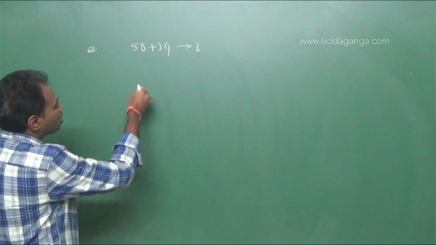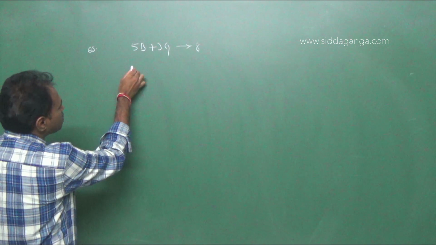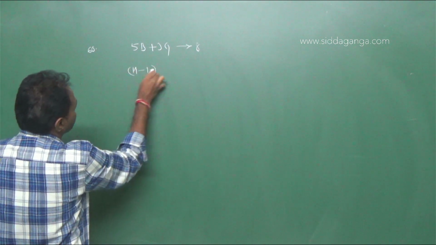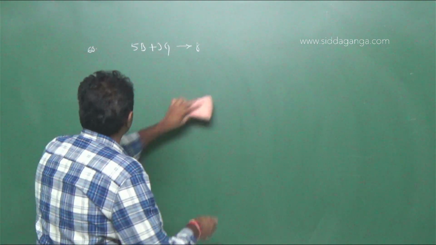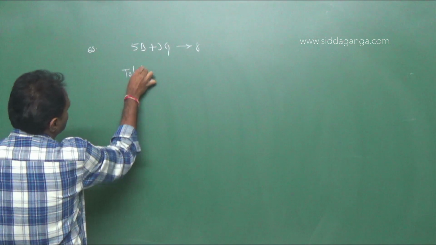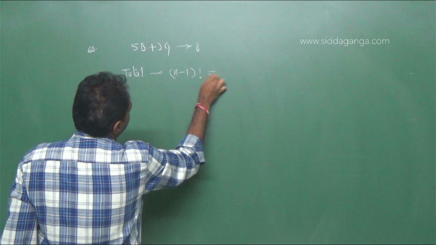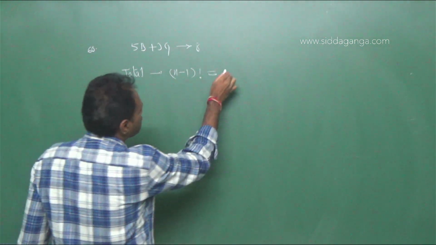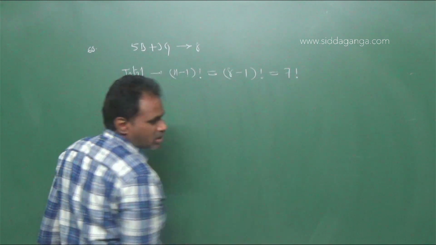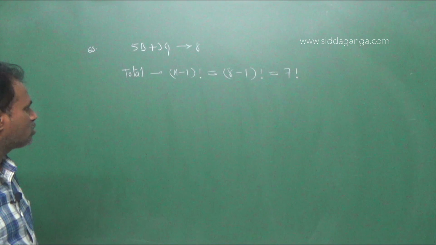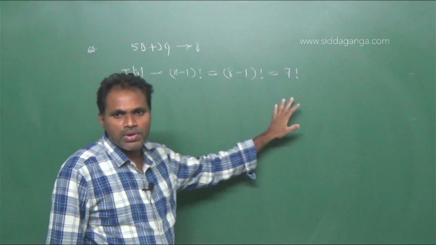Therefore, the formula for total circular permutations is n minus 1 factorial. Total persons are 8, therefore 8 minus 1 factorial, which is equal to 7 factorial. This is the total number of permutations.